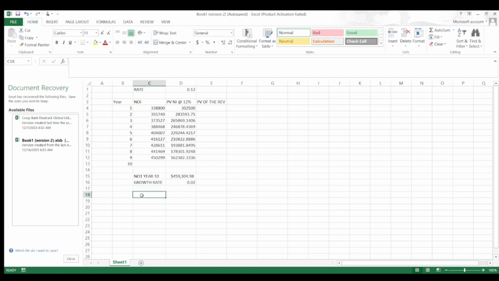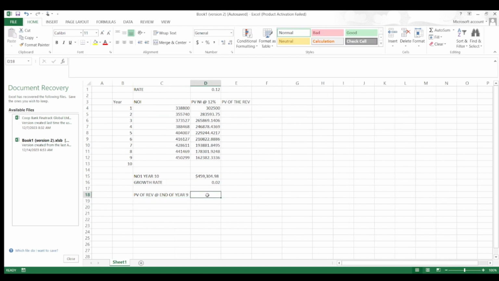So the present value of the reversionary amount at the beginning of year 10, which is the end of year 9, will be equal to this cash flow divided by the rate minus the growth rate. So this is the present value as of year 9.